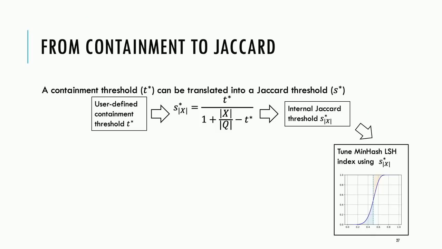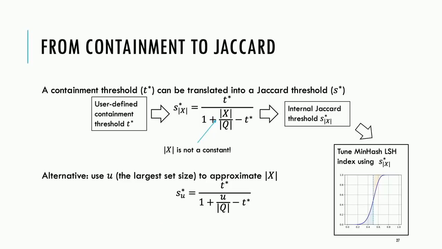How do we use this? Well, the user will say, I want the containment threshold to be t star. Using the translation formula, you get a Jaccard threshold s star. And as you remember from before, we can use that s star to tune the LSH index to minimize the error with respect to that. It's all good. Can we just be done with it?